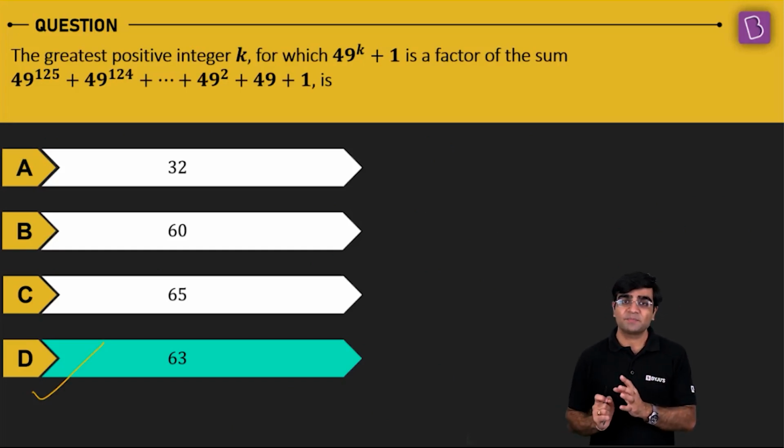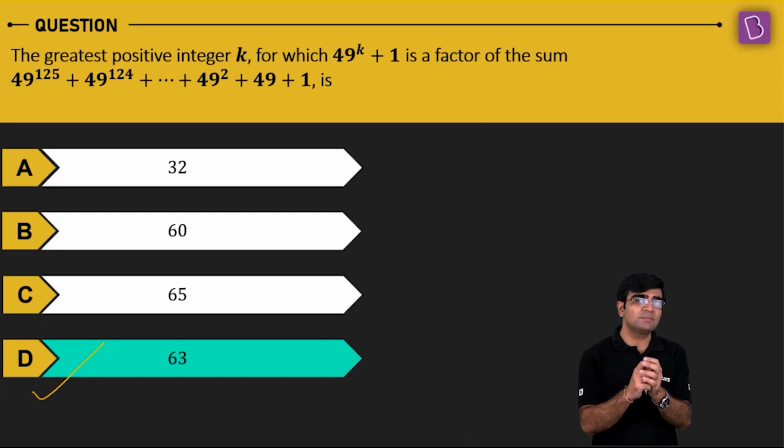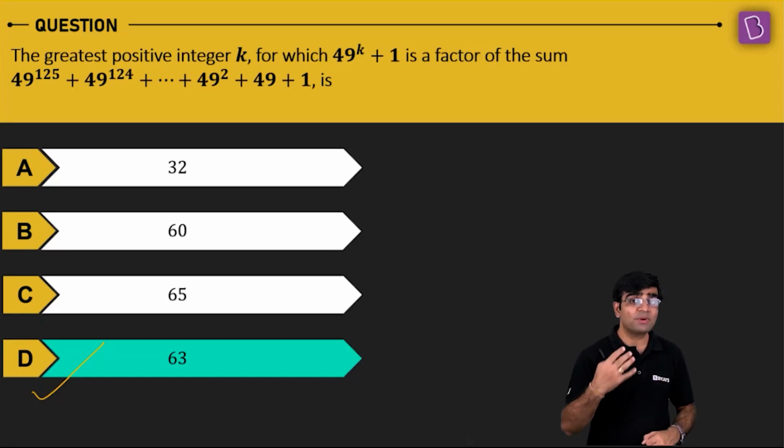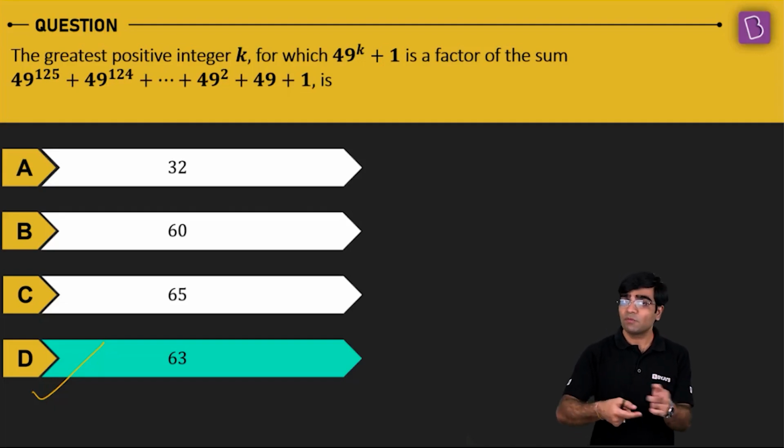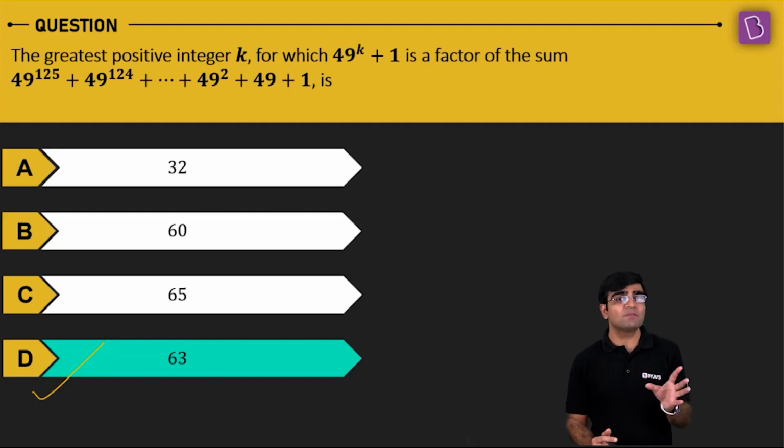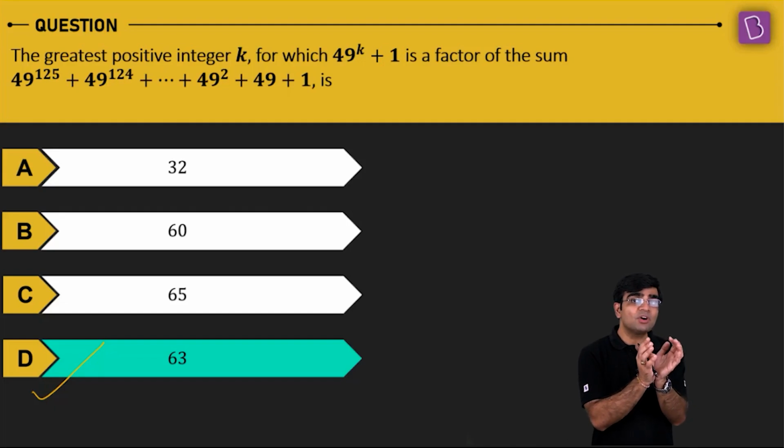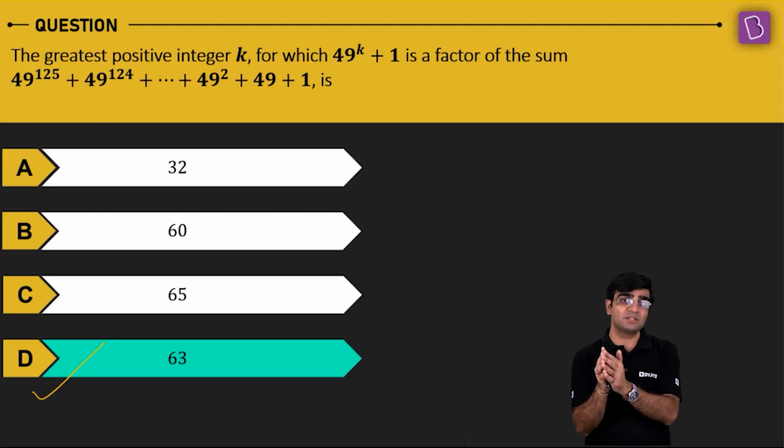Connect everything. Every chapter, every concept has some insights, right? And they try to give you some quick tricks. Here, 49 is to be written as 48 plus 1, one observation. The second one was to split the difference of two terms as a sum, right? I had 49 raised to 126 minus 1, but I have to reach 49 raised to k plus 1.